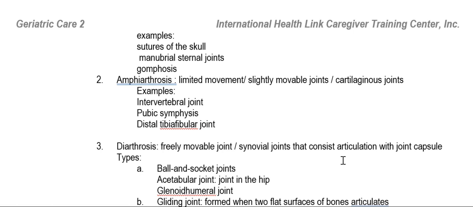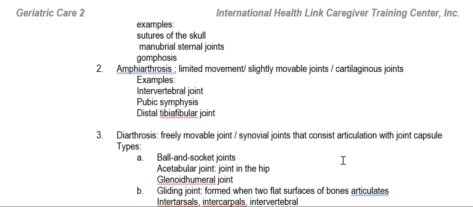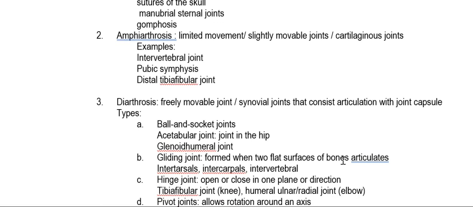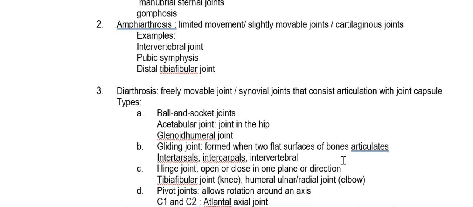And the glenohumeral joint, meaning it also connects your humerus. Where's your humerus? To your shoulder. Here. Your glenohumeral joint connects your humerus here in your arm to your shoulder. And then next you have the gliding joint, formed when two flat surfaces of bones articulate. We have intertarsals, intercarpals, and intervertebrals.